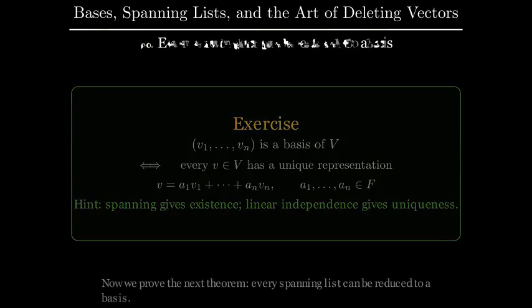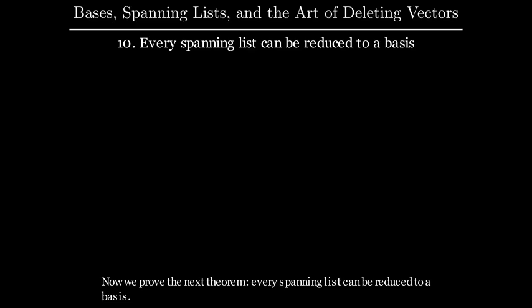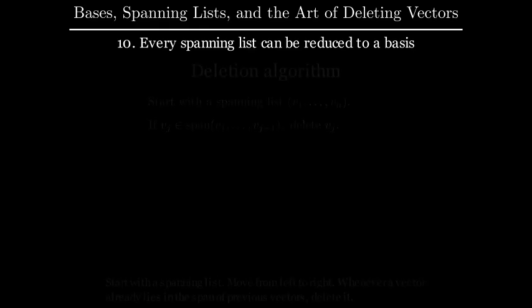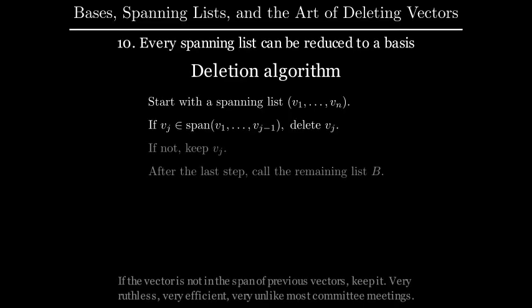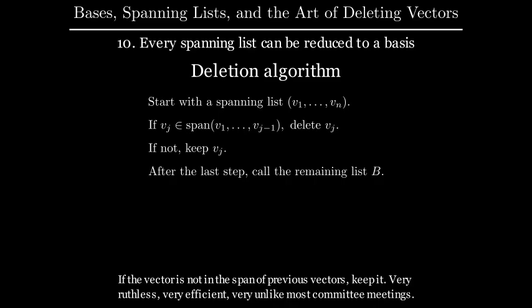Now we prove the next theorem. Every spanning list can be reduced to a basis. Start with a spanning list, move from left to right. Whenever a vector already lies in the span of previous vectors, delete it. If the vector is not in the span of previous vectors, keep it. Very ruthless, very efficient, very unlike most committee meetings.